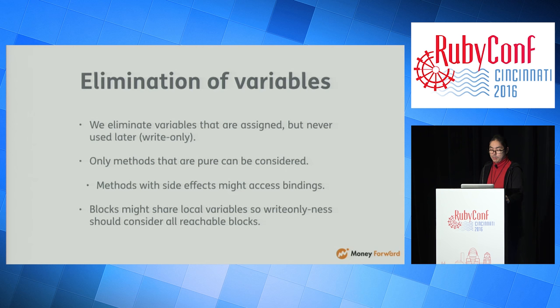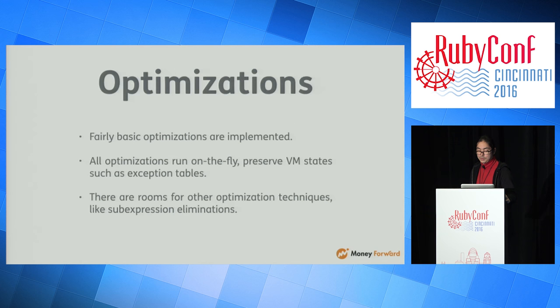Also, because there are bindings, methods that are not pure might be subject to get bindings and touch local variables from outside of it. So we need to restrict local variable elimination to pure ones. Lastly, local variables are shared across blocks. So blocks must be checked, and if blocks can linearly be nested, so we have to check recursively.